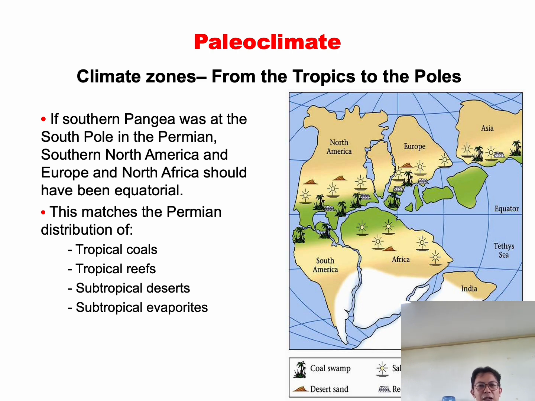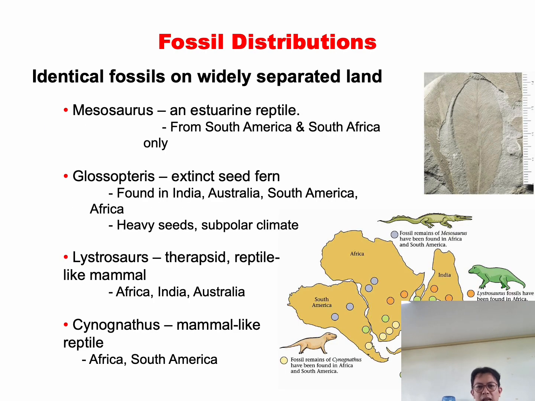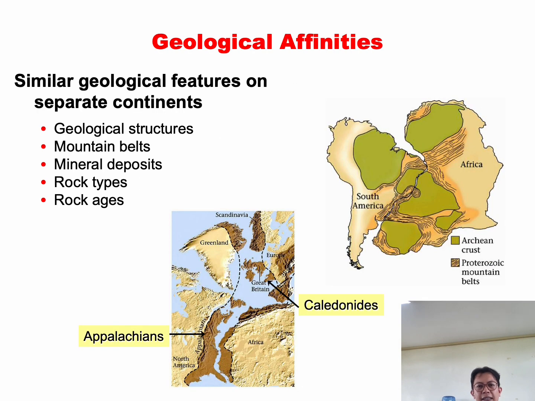Example, if Southern Pangea was at the South Pole in the Permian, Southern North America and Europe and North Africa should have been equatorial. So this matches the Permian distribution of tropical coals, tropical reefs, subtropical deserts, and subtropical evaporites. And also the fossil distributions, which we have tackled already, and the affinities, okay?